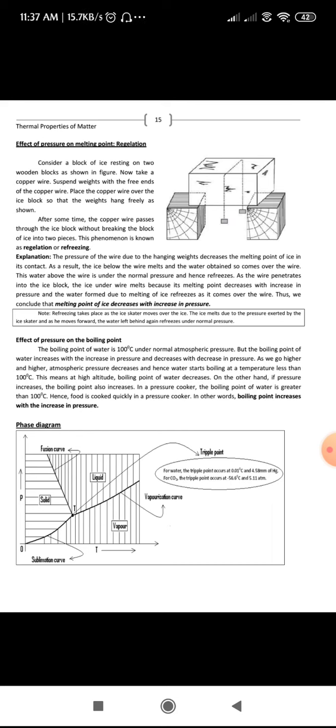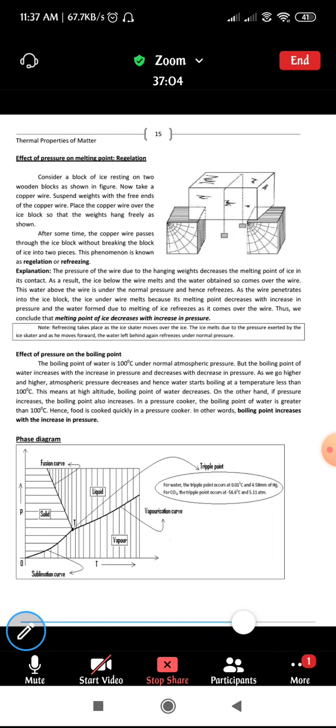As it passes through the ice block, what happens? Due to decrease in melting point, the ice gets converted into water. Again that water will be exposed to normal pressure, so again that water gets converted into ice itself. So the copper wire completely passes through this ice block without breaking that ice into two pieces. So this is called refreezing. Ice gets melted, it gets converted into water, again water gets converted into ice, so this is called refreezing of ice.